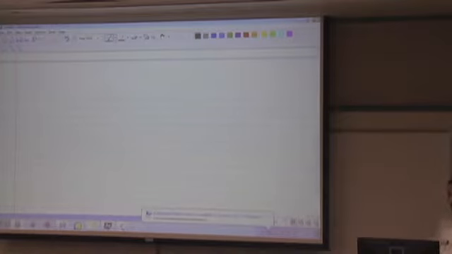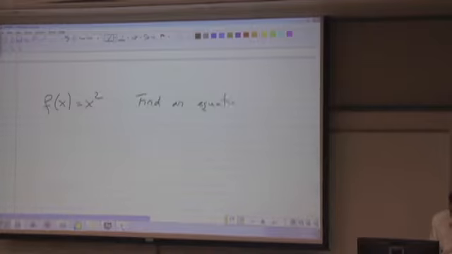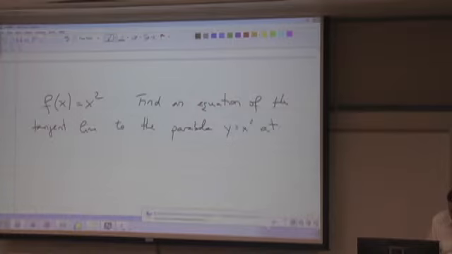Okay, so let's come back to our tangents. So think about the function f of x equals x squared, okay? And what we would like to do is find an equation of the tangent line to the graph, or to the parabola y equals x squared at the point (1, 1). Okay?